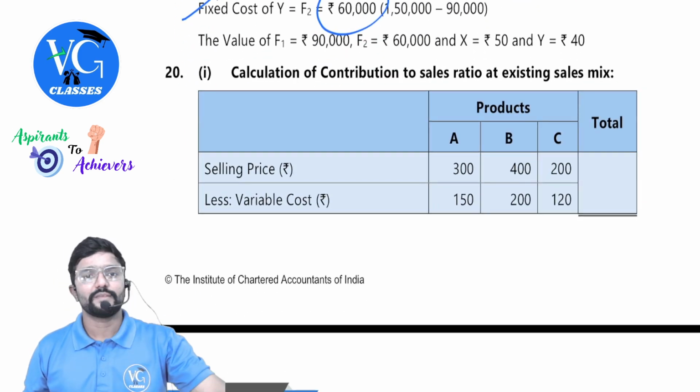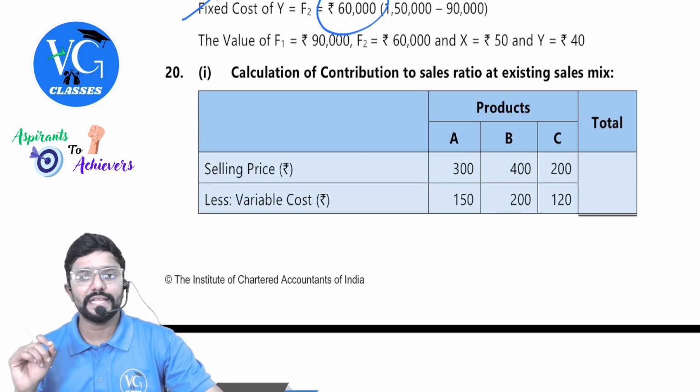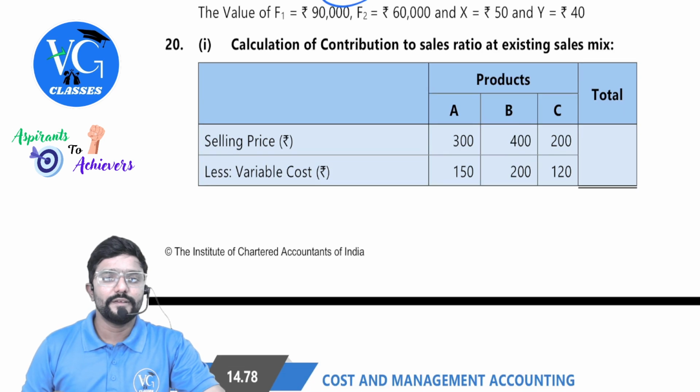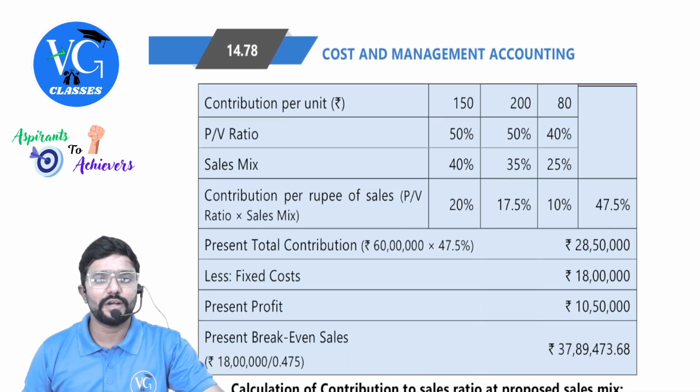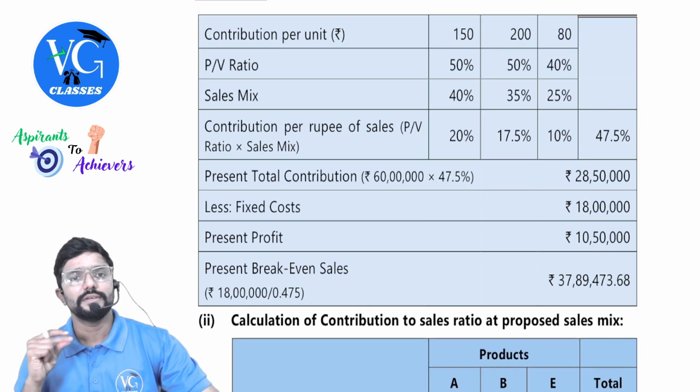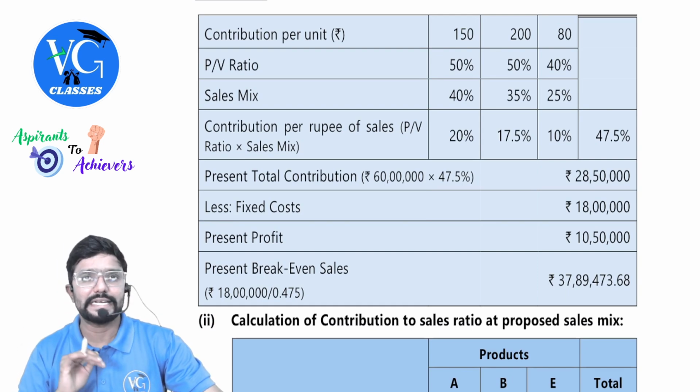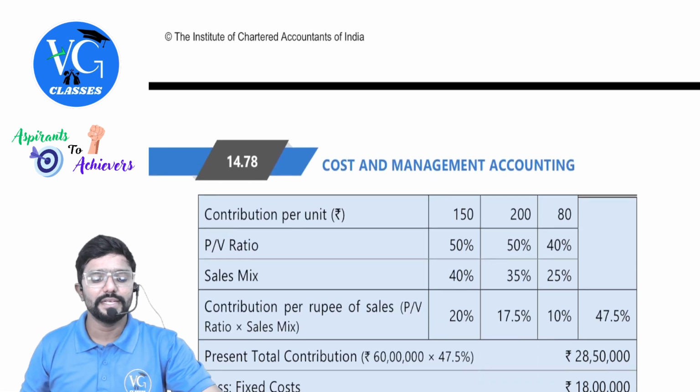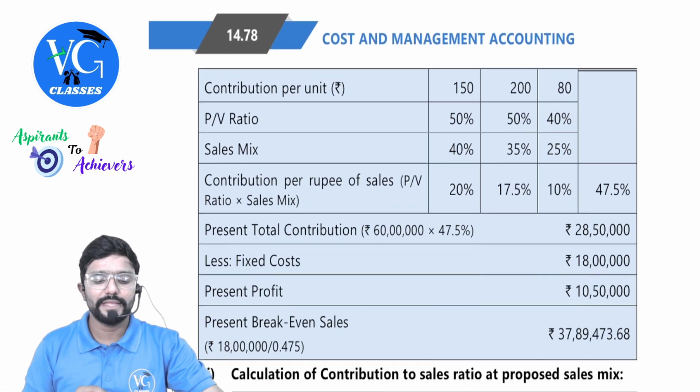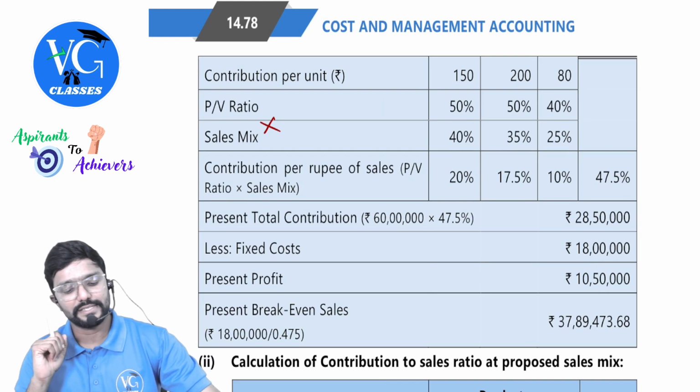First point: calculation of contribution to sales ratio at the existing sales mix. Selling price minus variable cost gives contribution per unit. PV ratio is not given, so we have to calculate it: contribution divided by selling price into 100. Then multiply it with the sales mix.